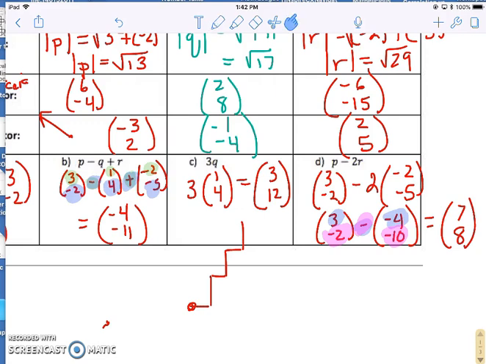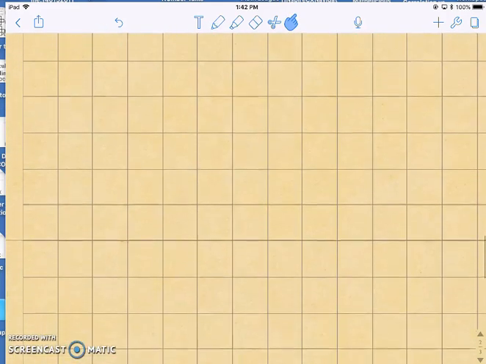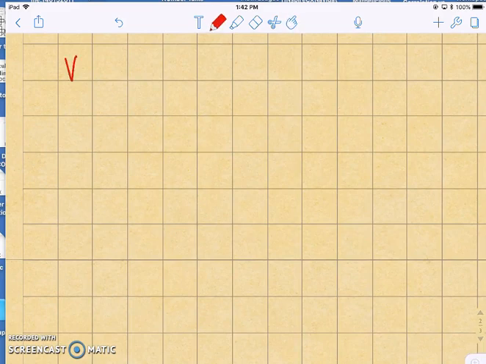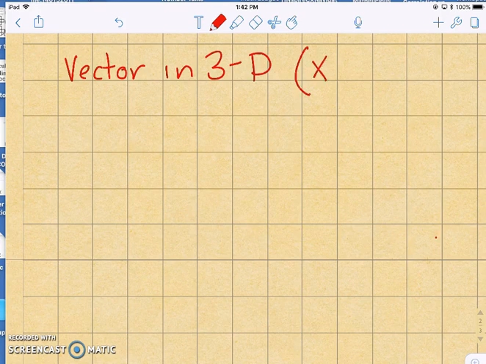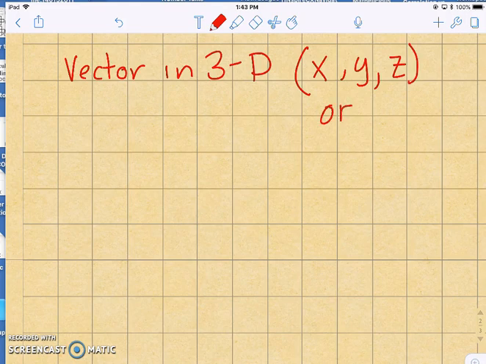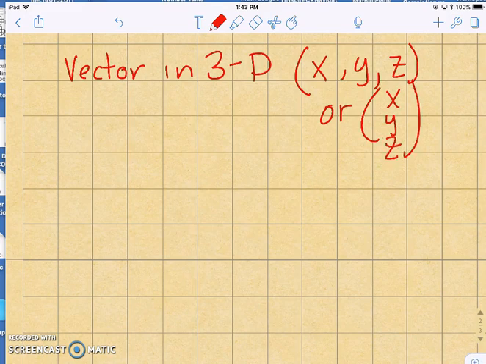So the very last thing we're going to talk about is vectors in 3D. Because we won't always just be drawing vectors on paper, but we'll be doing vectors in 3 dimensions as well. So instead of x, y, we have an x, y, and z, or you'll see them as i, j, and k. This should have those brackets there.